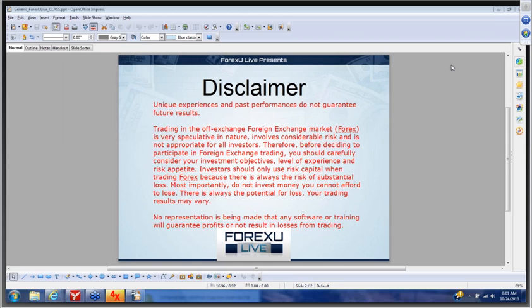So I'm going to pause for a second and give you an opportunity to read through the disclaimer, and then from there we will get started with our trading day. All right, that should be long enough on the disclaimer, so let's minimize that. Let's close that. All right, so what do we have going on for the day?